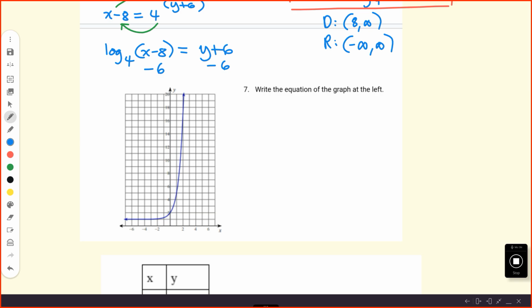Okay, so first, we should know if it's an exponential growth or decay. Is this a growth or decay? A growth. So therefore, if we're going to solve for the base, it must be greater than 1, because it's a growth model. So it's a growth, so the base must be greater than 1. Yes?